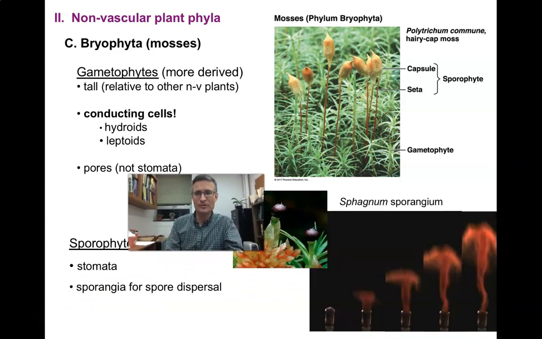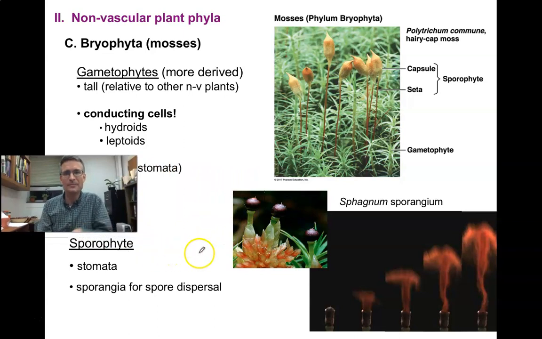So I'll move over here so you can see the spore dispersal happening. And so this is a little sporophyte of sphagnum moss. So the gametophyte's down here. This is the sporophyte. At the top of the sporophyte we have a sporangium. At the very top of the sporangium we have a little bit of a lid almost.